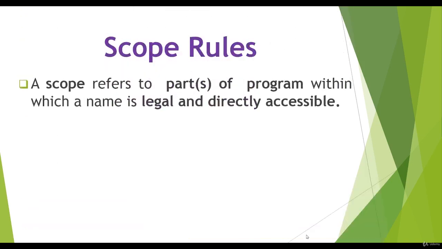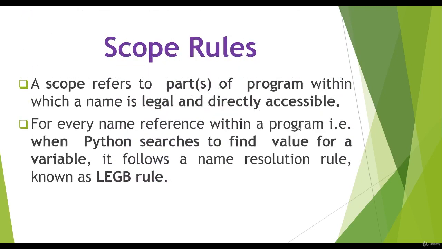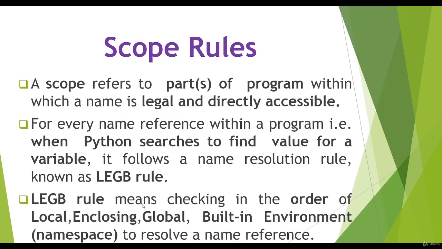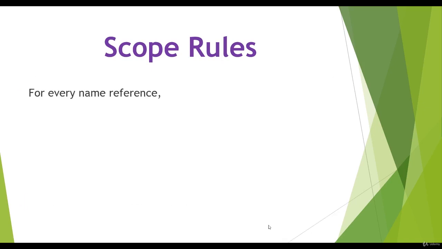Now, scope rule. A scope refers to the part of the program within which the name is directly accessible. For any name reference within a program, when Python searches for a value of the variable, it follows a rule, popularly known as the LEGB rule. LEGB rule stands for checking the variable value in the order of local, enclosing function, global and built-in environment.